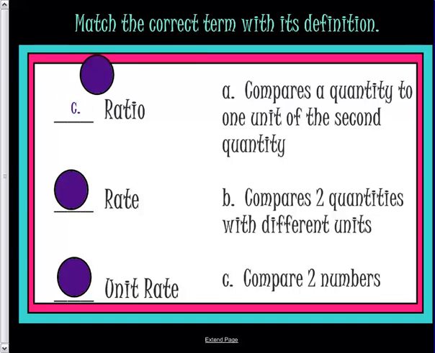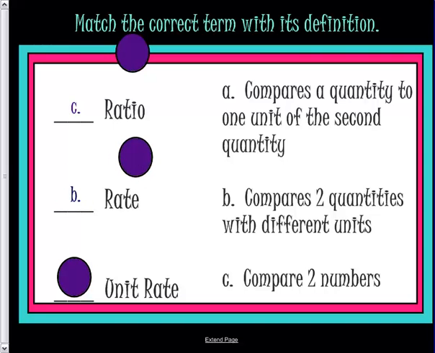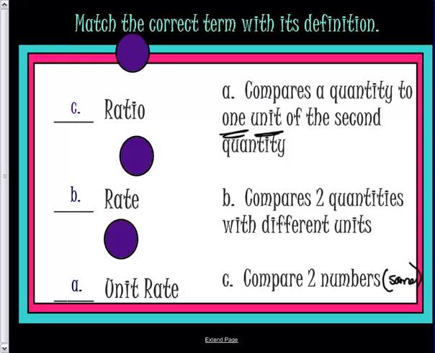A ratio. That one compares two numbers. These are different from rates, which compare two quantities with different units. Remember, a ratio has the same units. A rate has different units. Unit rates, one quantity, one unit. All right, and that, my friends, is ratio, rates, and unit rates. See you next time.